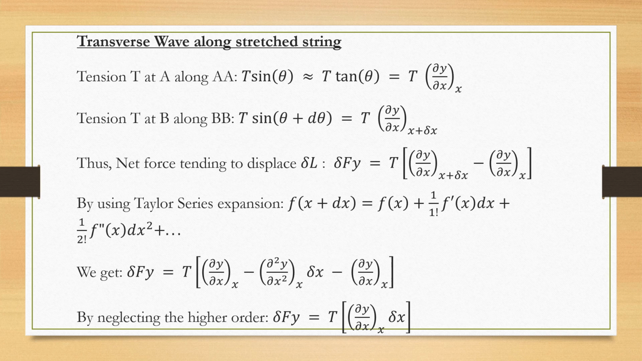So the same goes for tension at B along BB: T sin (theta plus delta theta) is equal to T partial y over partial x. So the next is the force on the displaced element delta L. This is the expression obtained by using the Taylor series expansion that we talked about in the methodology. So we get the delta Fy, then neglecting the higher order, we get the delta Fy, this one.